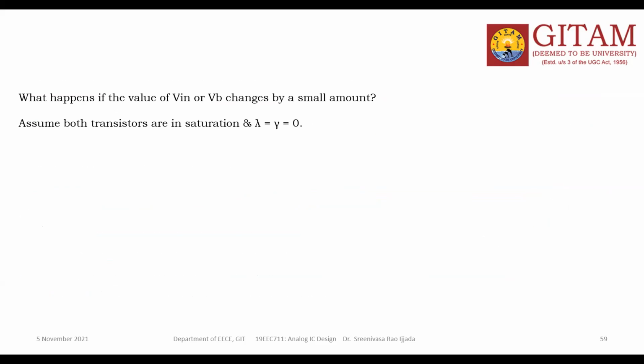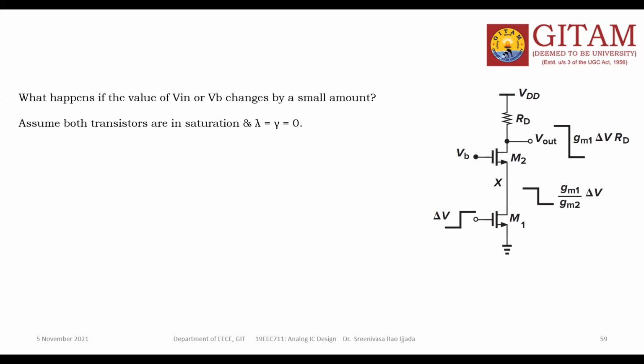Assume both transistors are in saturation, both M1 and M2 transistors. Don't say CG and CS. Okay, M1, M2 transistors. Assume both are in saturation. And one more thing, lambda and gamma. Gamma is the body effect coefficient, and lambda is the channel length modulation factor. Both we will assume to be 0. If both are zero and both devices are in saturation, you can do the analysis in the following way.